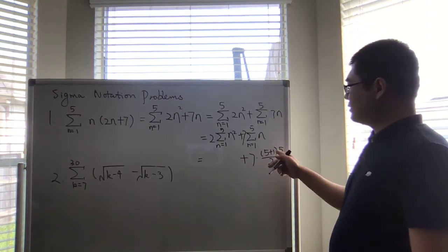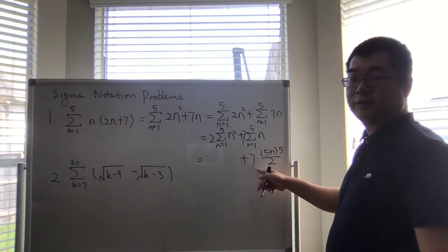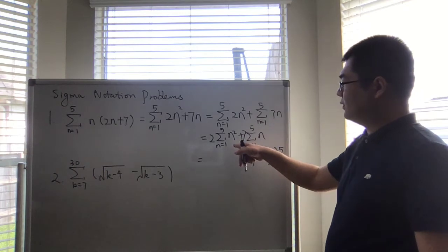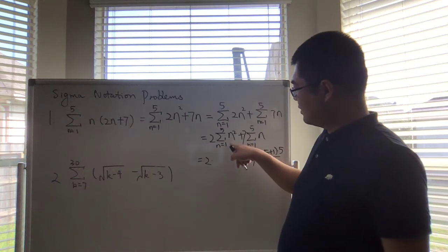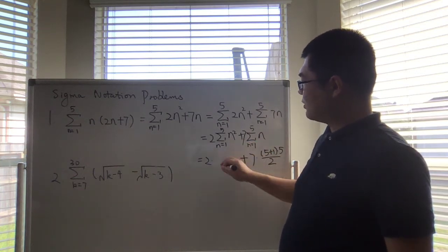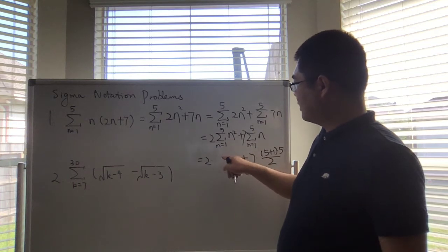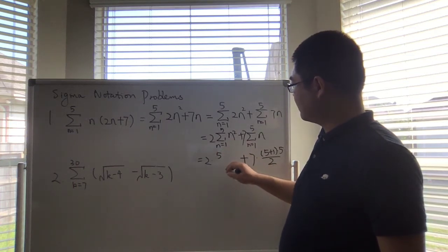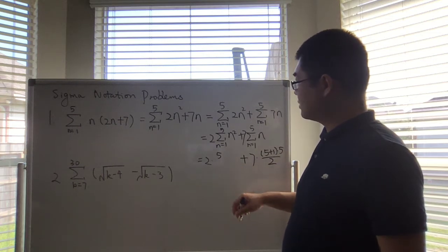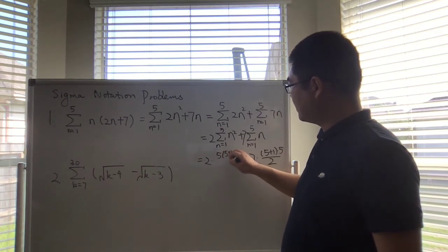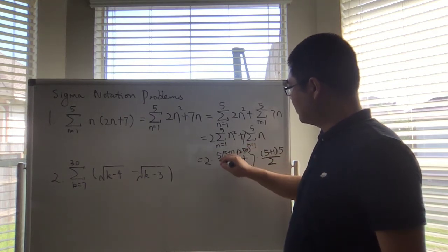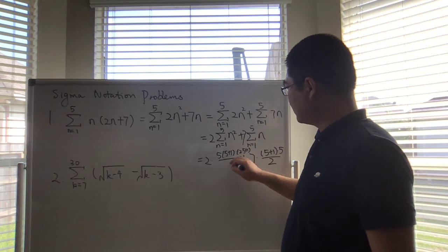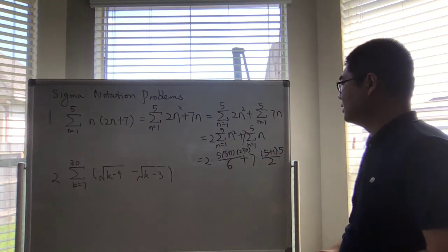Okay. And I believe this part is 15. This part is 7 times 15, which gives you 105. Okay. For this part, you also have a formula here, guys, which is the summation of n squared. It's going to give you, let's see, this is a 5, times 5 plus 1 times 2 times 5 plus 1, over, I believe, 6. Okay, over 6.